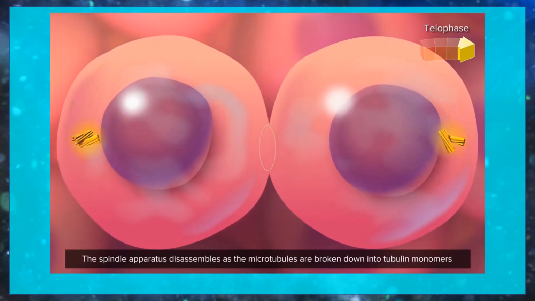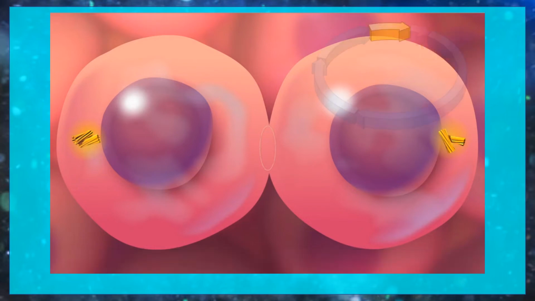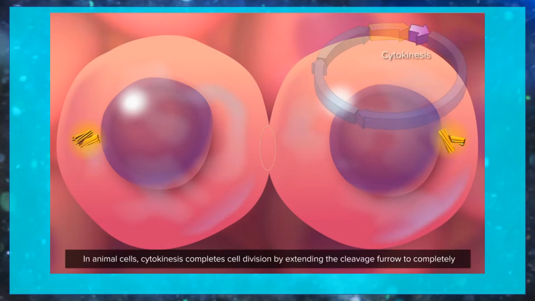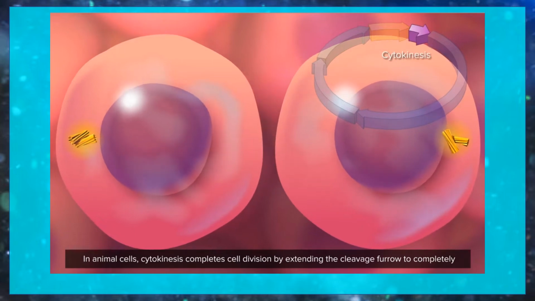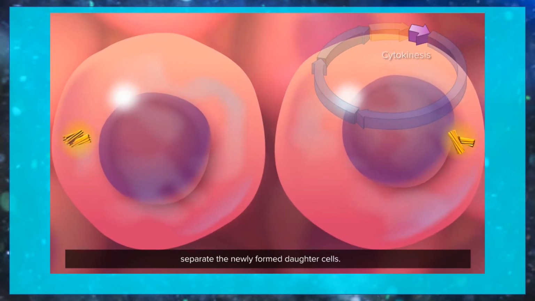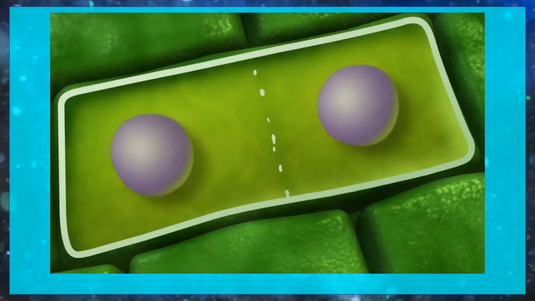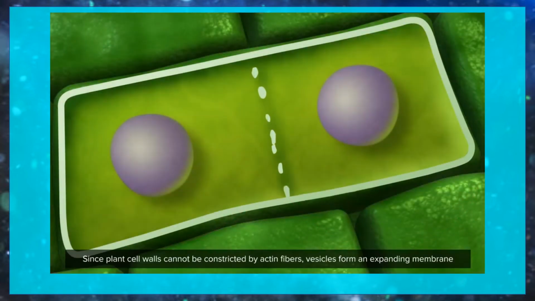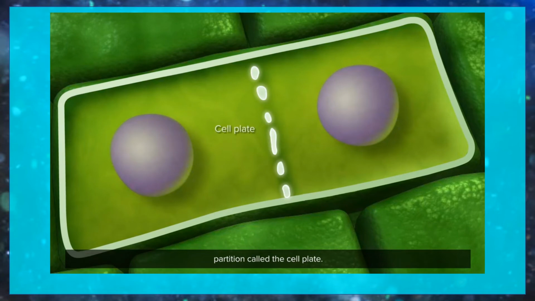The spindle apparatus disassembles as the microtubules are broken down into tubulin monomers that can be used to form the cytoskeleton of the daughter cells. In animal cells, cytokinesis completes cell division by extending the cleavage furrow to completely separate the newly formed daughter cells. Since plant cell walls cannot be constricted by actin fibers, vesicles form an expanding membrane partition called the cell plate.